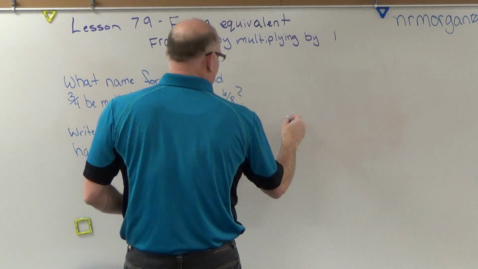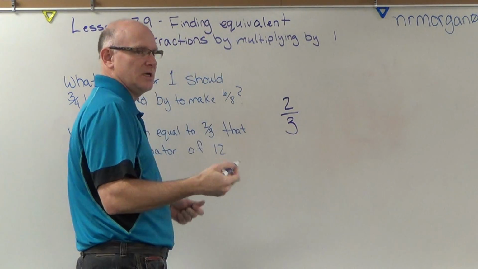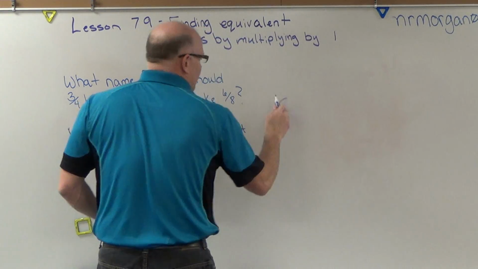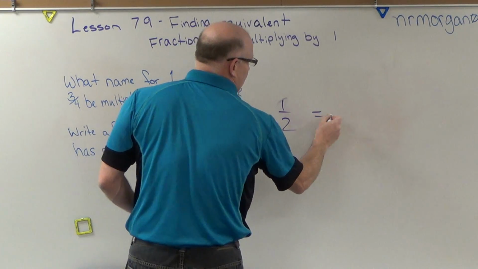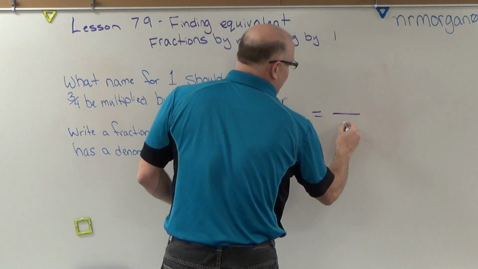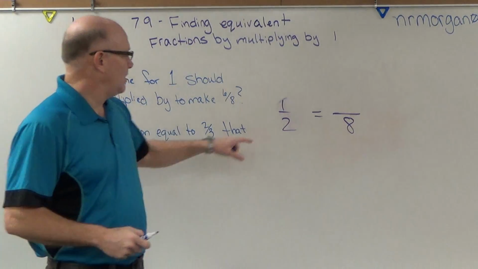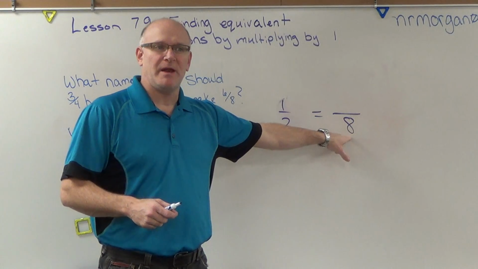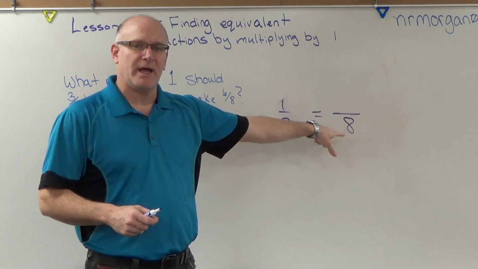So if I had 2/3, I don't want 2/3. Say I have 1/2, and I want it to equal something with the denominator of 8. So I want to find an equivalent fraction for 1/2. I want my denominator to be 8. I need to figure out 2 times what is going to equal 8.